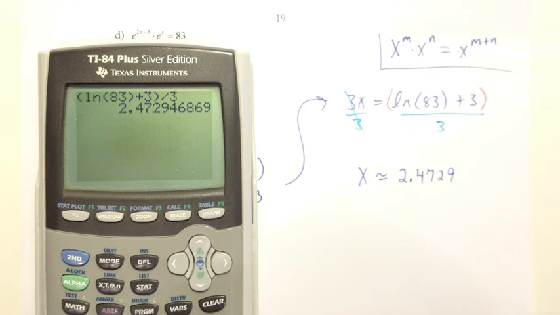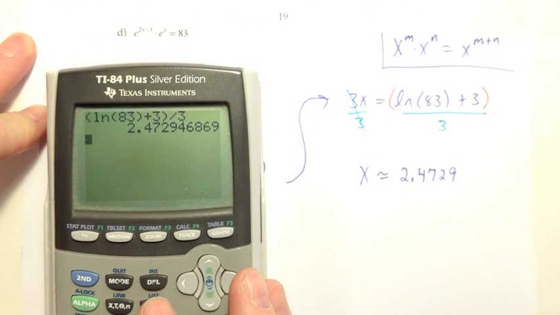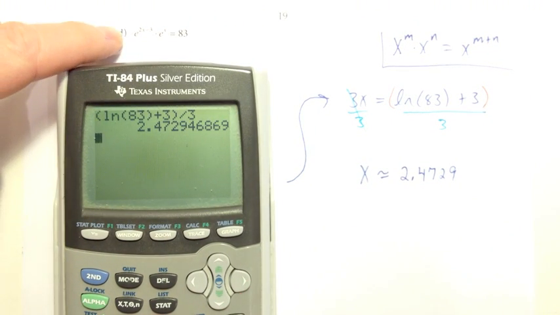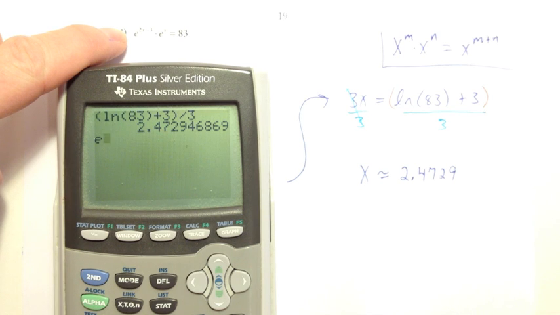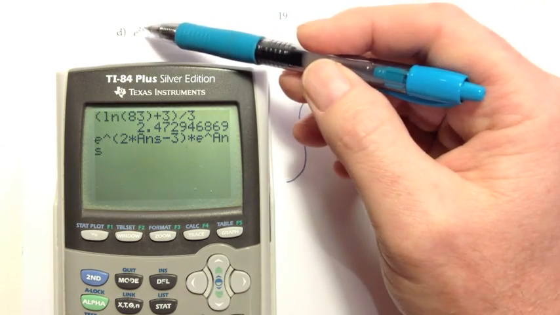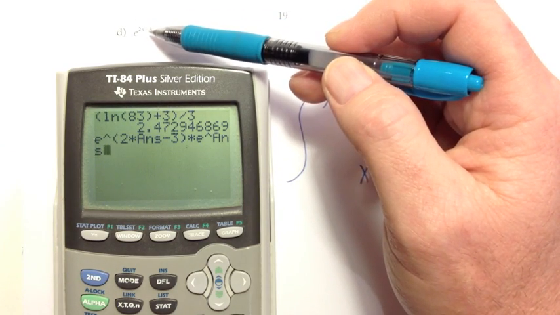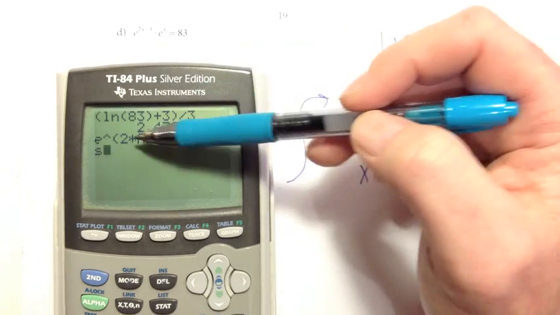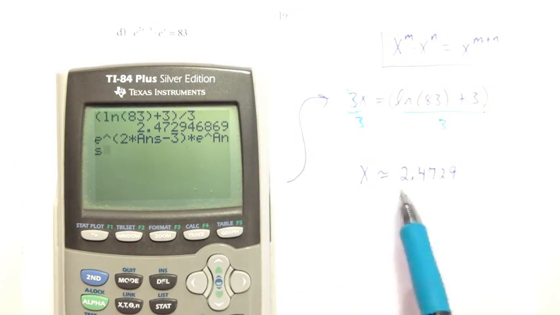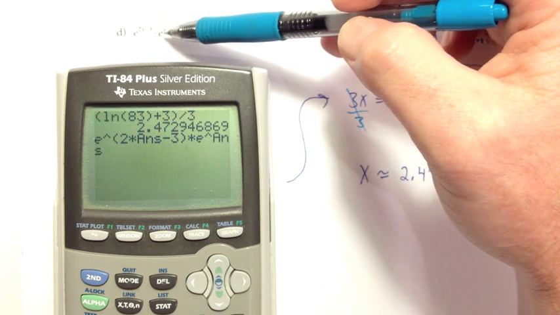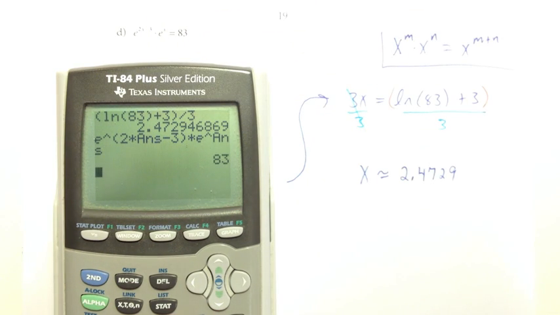And all these are a little bit messy, so I think it's a good idea to check them. So let me go ahead and enter that equation into the calculator. On the left, I have e raised to the 2 times my answer minus 3, and then that's times e raised to my answer. So what I'm doing there is just plugging my answer in for that x and that x. When an exponent has multiple terms, you need to put those in parentheses, so I did that. And if this really is the answer, then since I plugged it into the left side, it should be equal to the right side, which is 83. And there we go.